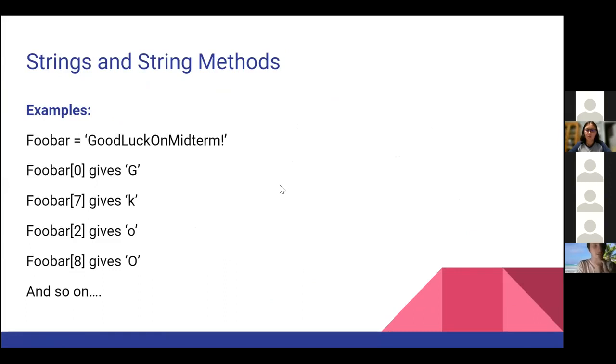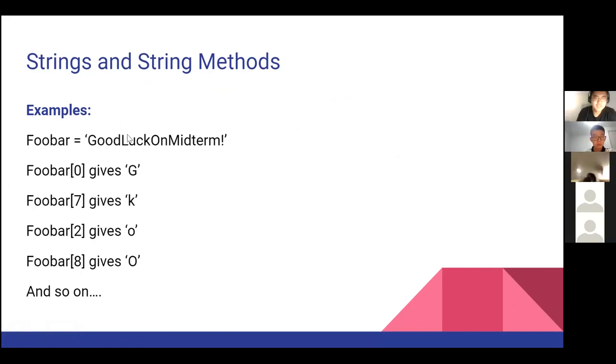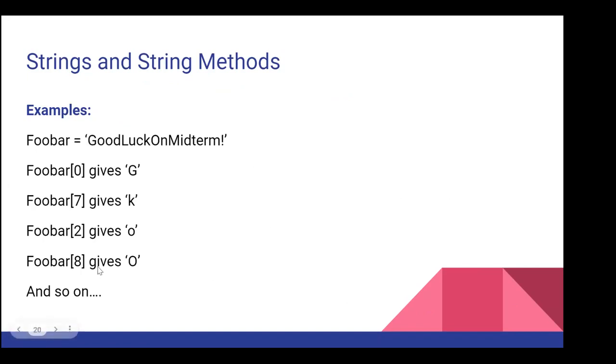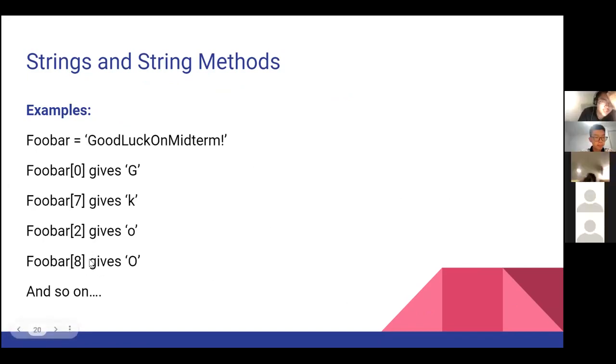Here's an example of accessing specific characters at an index. Foobar 0 will give the letter G, or the character G. Foobar 7 will give the character K. Foobar 2 will give the little o, because we go 0, 1, 2, and so on up to 7, and the 0 is just the beginning one. Foobar 8 gives big O, and so on.